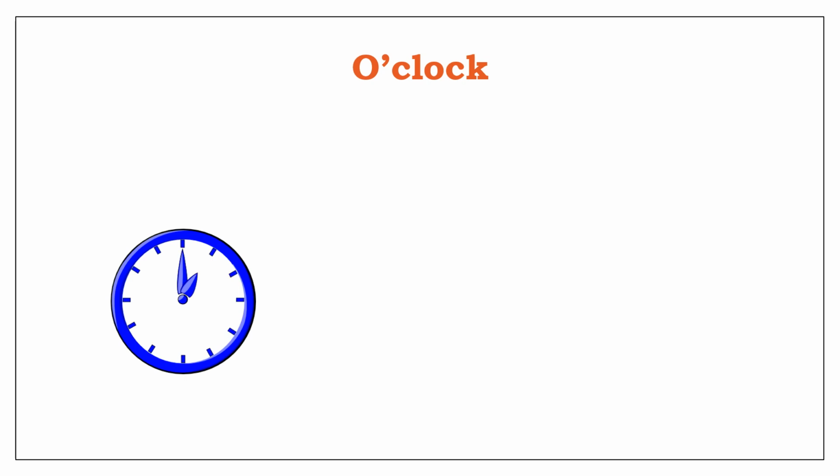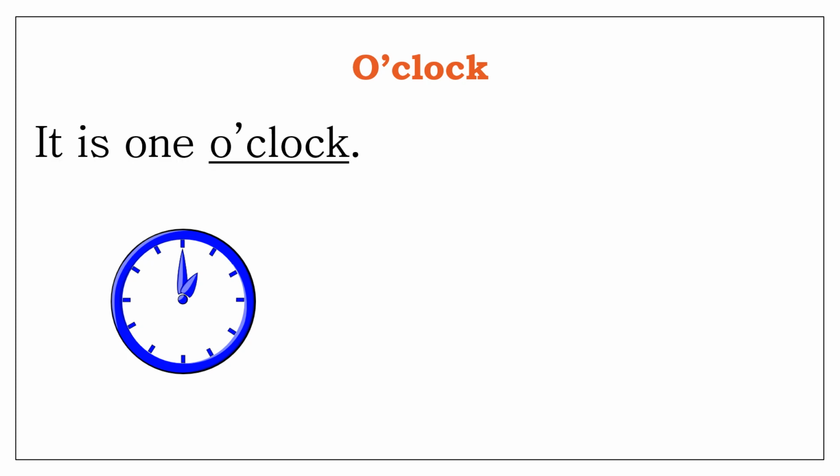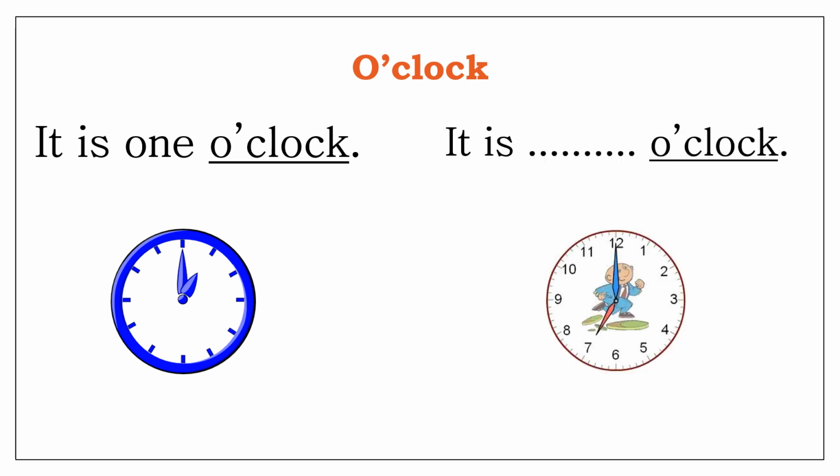Alright, next we start from the easiest, o'clock. The long hand is pointing to 12 and the short hand is pointing to 1. So it is 1 o'clock. And what about this picture? It is 7 o'clock. The long hand is pointing to 12 and the short hand is pointing to 7.